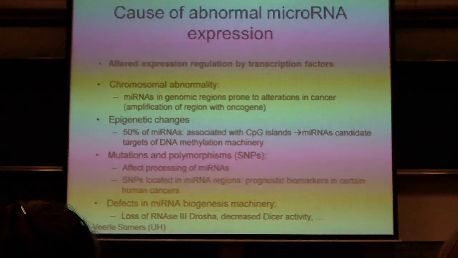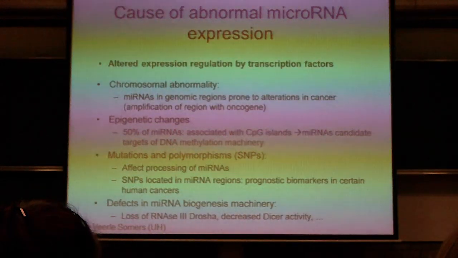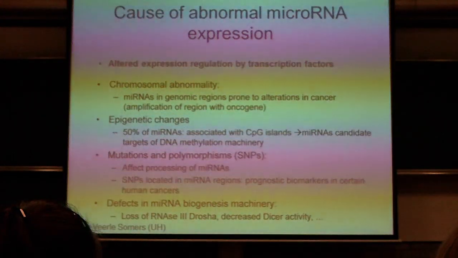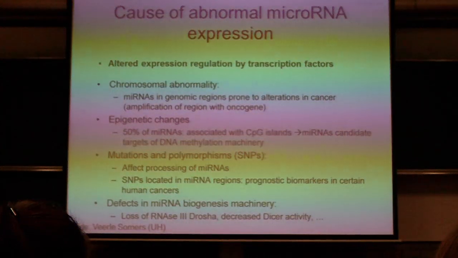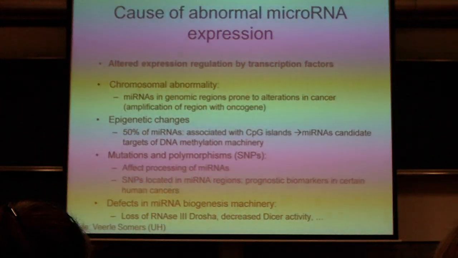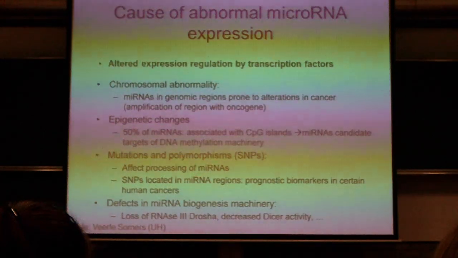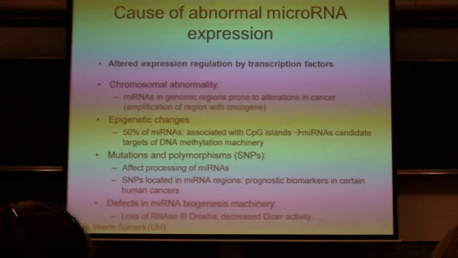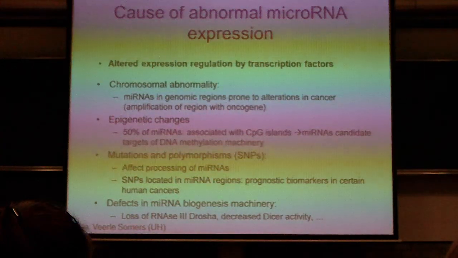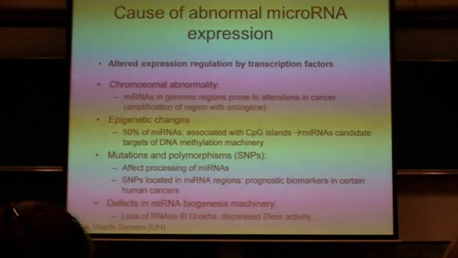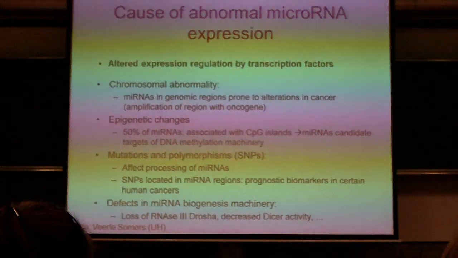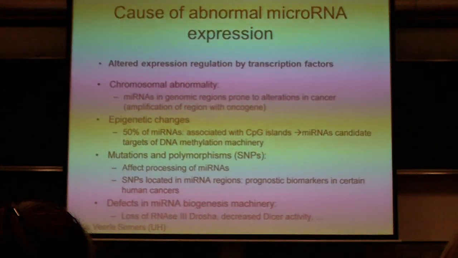Epigenetic changes: 50% of the microRNAs are associated with CpG elements, and as you will know, CpG elements are associated with gene expression. So microRNAs are candidate targets of the DNA methylation machinery. And then, of course, there is the possibility of mutations and polymorphisms in microRNAs that affect either the processing or the function of certain microRNAs. In reality, we see that in cancer, indeed, some microRNAs are located within mutational hotspots, as we call them.